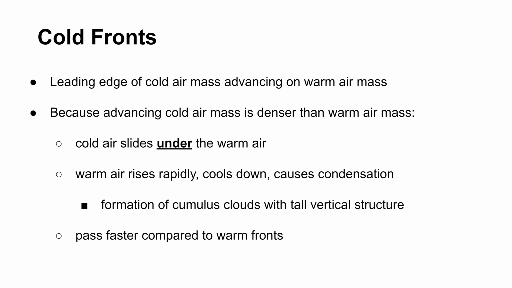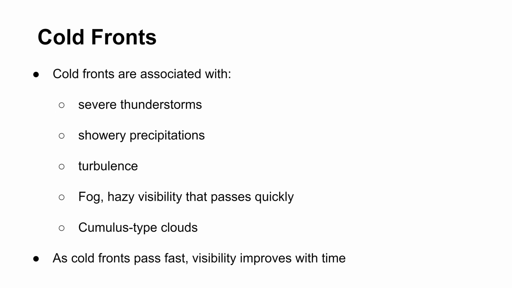As warm air rises, it cools down, resulting in condensation and formation of thunderstorm cumulonimbus clouds, which cause severe weather conditions. These cumulus-type clouds will have a tall vertical structure that is conducive to formation of thunderstorms. Cold fronts tend to move quicker compared to warm fronts and are associated with thunderstorms, showery precipitations, turbulence, and hazy visibility. As a cold front passes by quickly, the visibility improves and becomes clear.